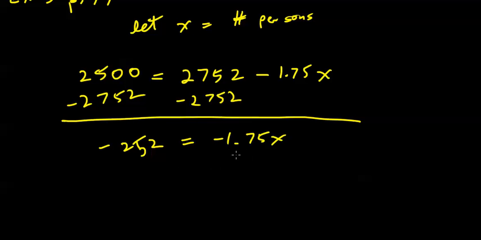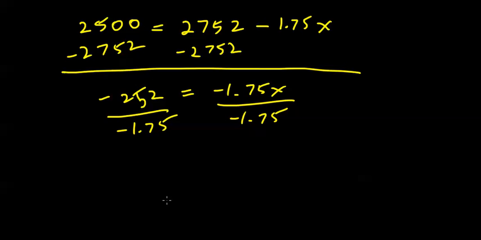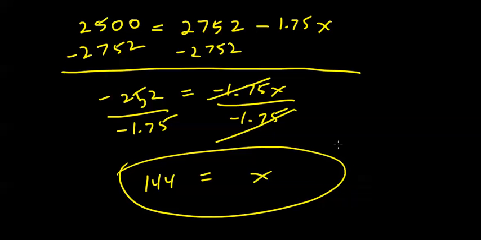Alright, now I'm going to solve for x, and I can do that easily by dividing both sides by minus 1.75. The minus 1.75s cancel out on the right. I get x all alone on the right. So negative 252 divided by negative 1.75 gives me a final return of 144, where x is the number of persons.